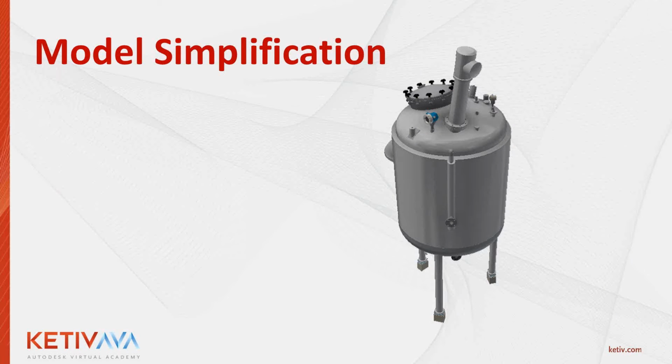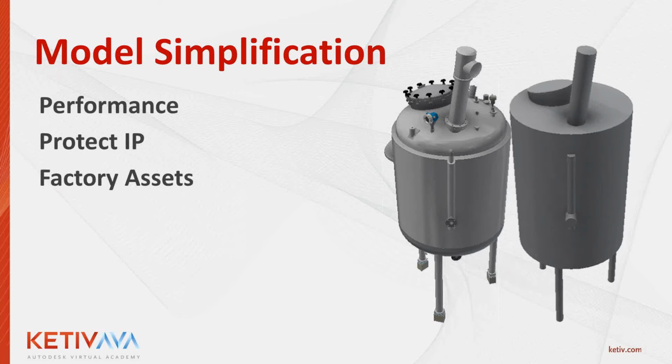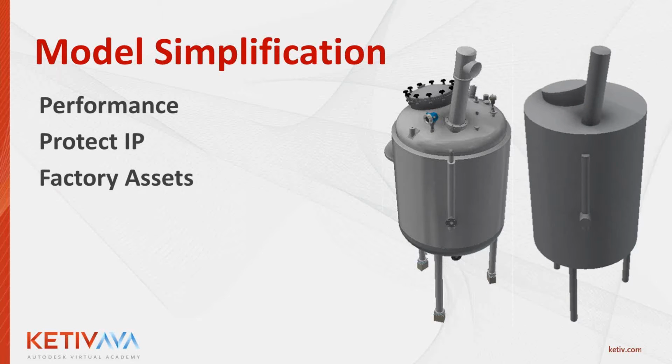Model simplification refers to taking a more complex model and simplifying it, right? So if you take a look at the vessel that we're looking at here, it's basically taking something that feels a little bit more complex in terms of weight and size, and we're improving performance typically, or protecting intellectual property, or converting it to a factory asset if you're using Factory Design Suite. So the first two apply to any Inventor user. The last one obviously applies more to Factory Design Suite users, which have a specialized version of Inventor.